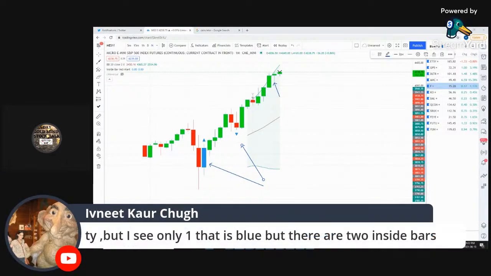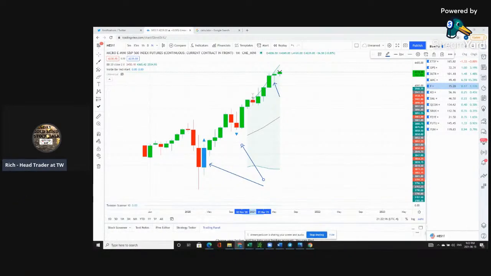Ivneet Core says thank you, but I only see one blue there. Yeah, exactly. That's a problem with this inside bar indicator. Sometimes it goes blue, sometimes it doesn't. But anyways, anytime you see an arrow, that's an inside bar. So just look for the arrow. Okay. So back to what I was saying here.